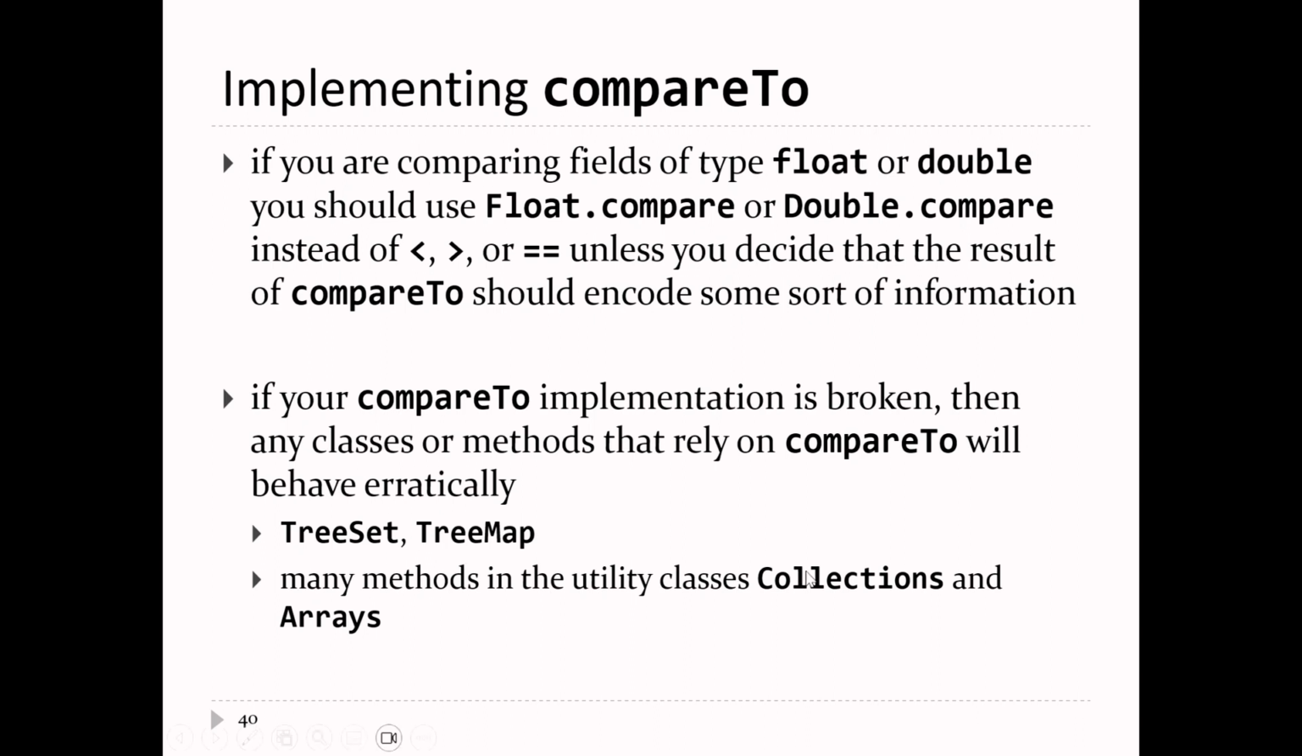Arrays has a method that will binary search an array. How does it compare the elements in the array? It uses compareTo. Collections has methods that will sort a list. How does it compare elements in the list? It uses compareTo. And so compareTo is important. But remember, it doesn't come from Object. It belongs to an interface. So not every object has a compareTo method.